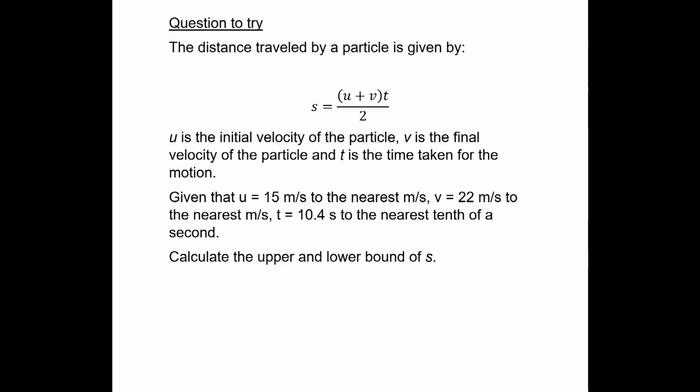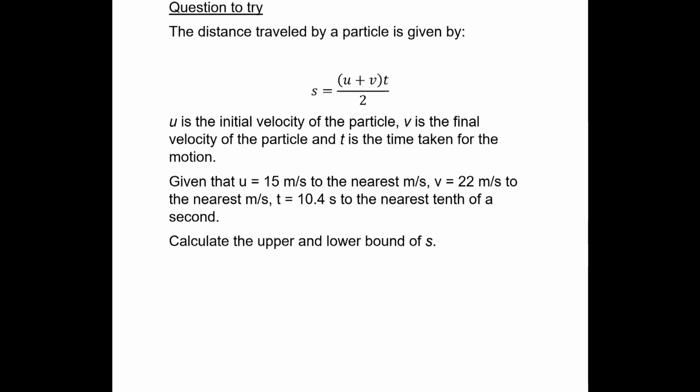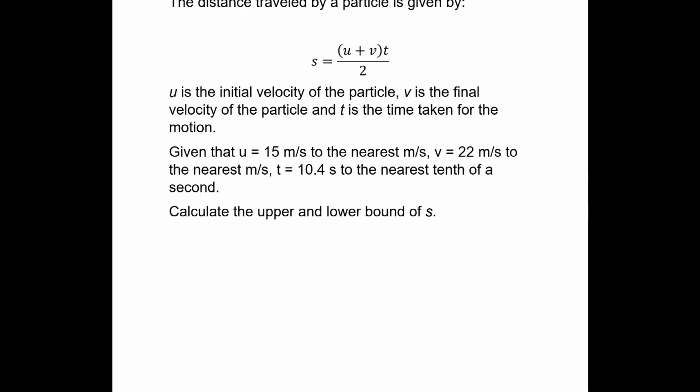Okay, let's go through the answer. So in this question, we are looking for the distance travelled by a particle, which is given by (u plus v) times t over 2. So let's first of all work out the upper bound.